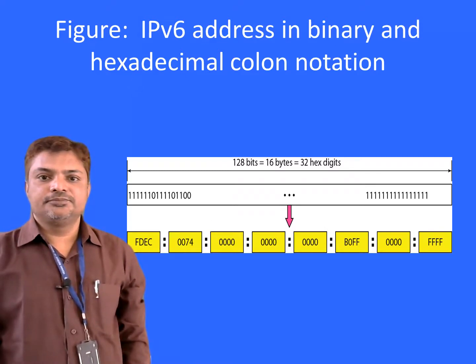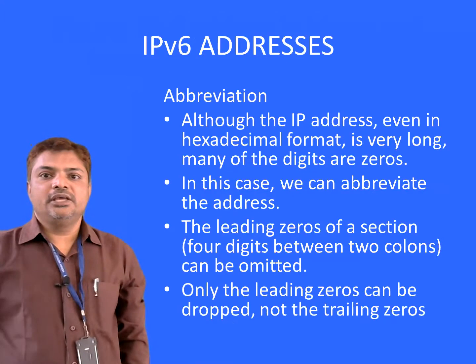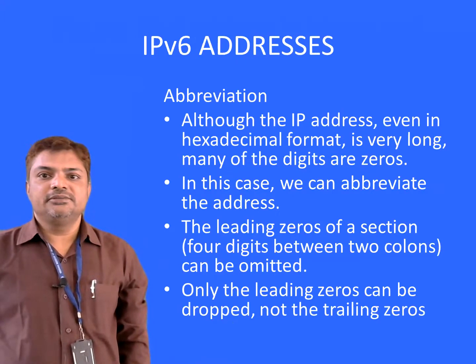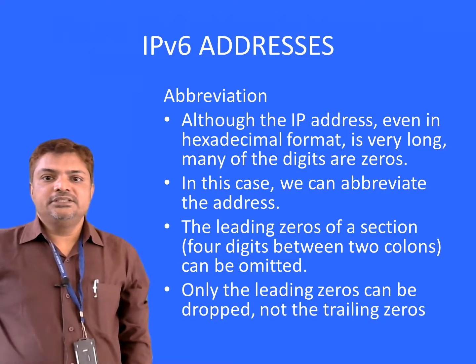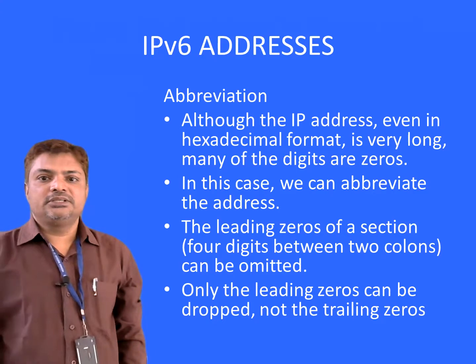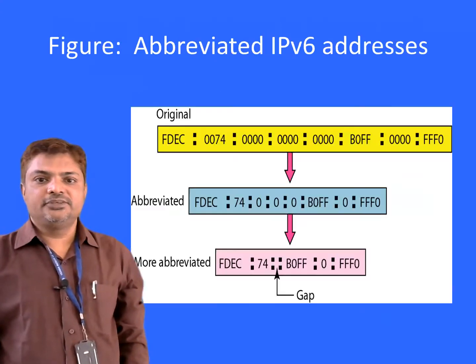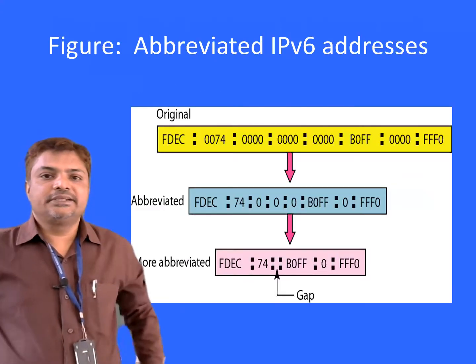IP version 6. Although the IP address, even in hexadecimal format, is very long, many of the digits are zero. In this case, we can abbreviate the address. The leading zeros of a section can be omitted. Only the leading zeros can be dropped, not the trailing zeros. So we can drop the leading zeros, not the trailing zeros.